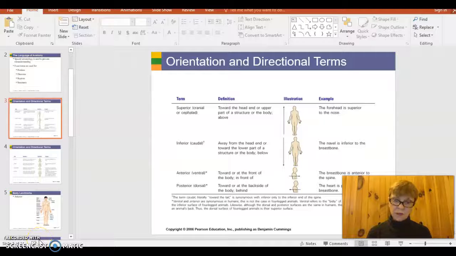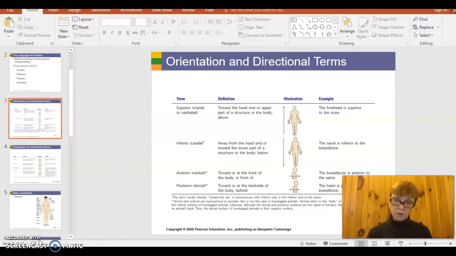So today we're looking at our third lesson in the first section of the anatomy course, and we are looking at orientation and directional terms. And again, these are things that we'll use throughout the entire anatomy course.